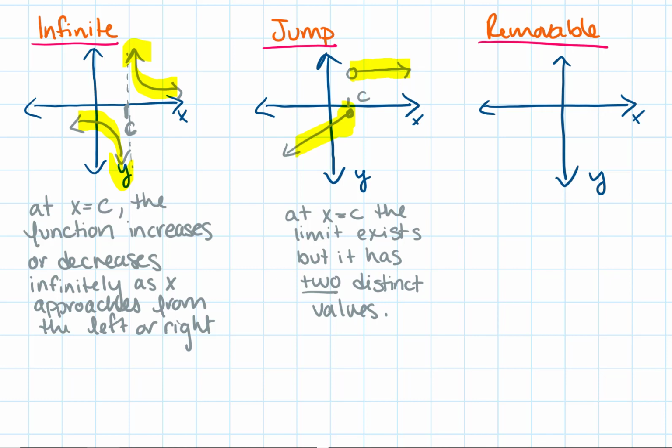The last one is removable. So this function is continuous everywhere except for at c. So imagine that I'm following this line, and then all of a sudden I have to jump over a hole, and then I can continue on the same path. That's removable.